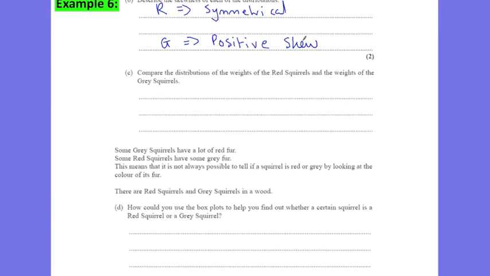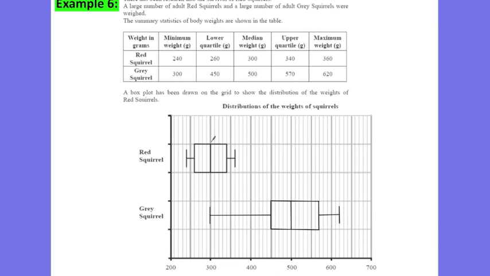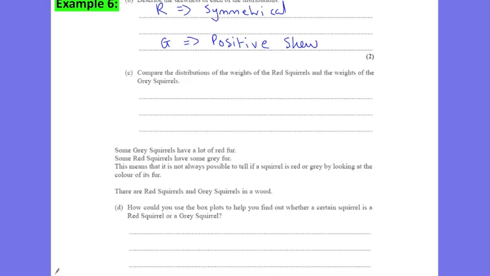We're then asked to compare the distribution of the weights of red squirrels and the weights of grey squirrels. So we're asked to make some comparisons. There are lots of things that we can say in relation to the red and the grey squirrels. You need to make at least 2 points. First off, make a comment in relation to the mean. Having a look at our mean, we have our red mean at 300 and our grey mean at 500. So the grey has a higher mean. Grey, higher mean. So first thing to comment on is the mean.